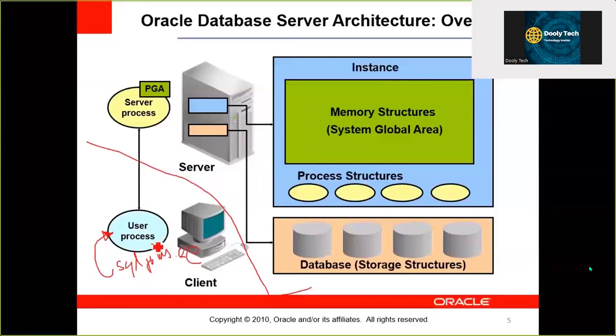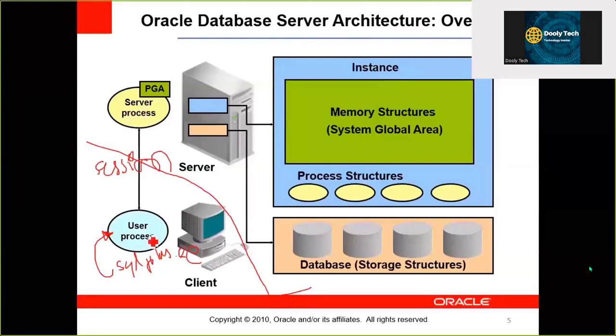The moment a user process successfully connects to the database, and successfully connect means what? The database user exists, the password is correct, you have all the privileges to connect. The moment you connect, it is called one session, one database session. So what is an Oracle session? The Oracle session is a successful connection to the database. The moment a session starts, for every session by default, one server process starts running on the server. And its job is to only service this session.